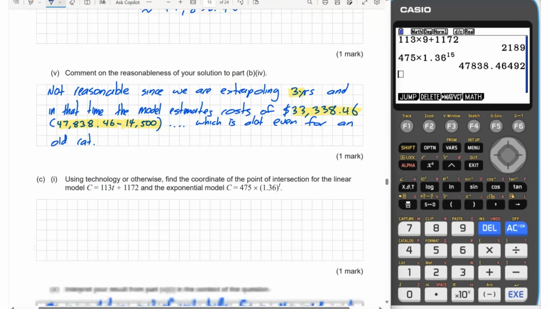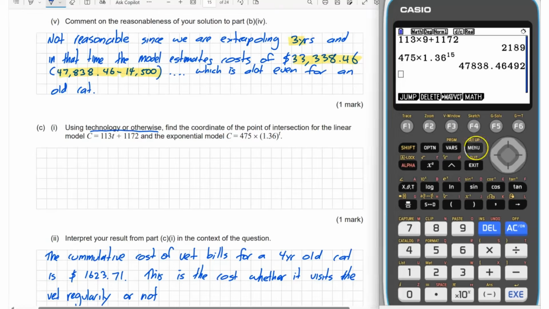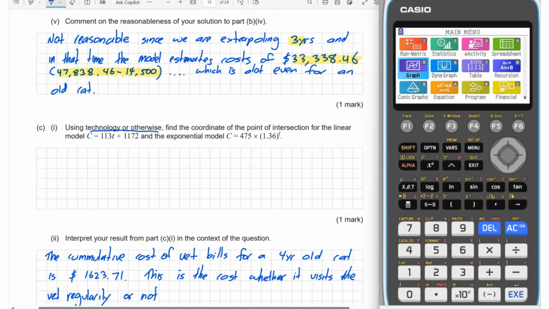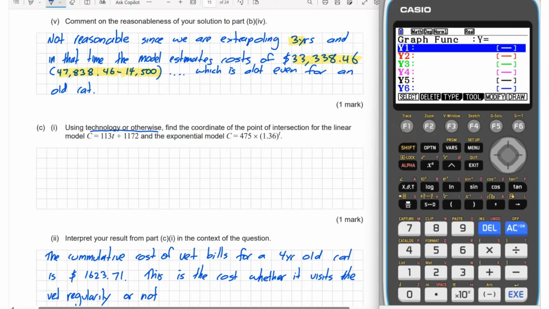Down to part C. It says use technology or otherwise, so you could solve this algebraically if you wanted to, but it says find the coordinate of the point of intersection for the linear model and the exponential. I feel like we can probably do this in 2 different ways, but the first way is just going to get the graphs done. So menu, then graph, and we enter both of these into y1 and y2. The first one is 113x + 1172, and the second is 475 times 1.36 to the power of x.